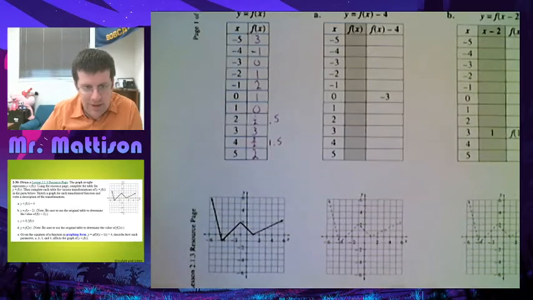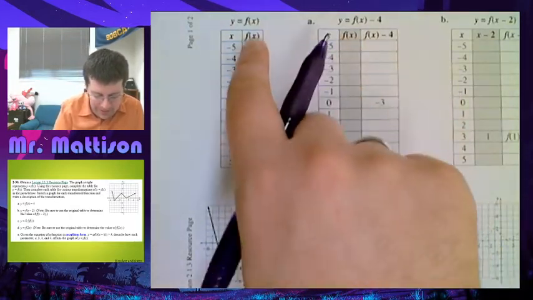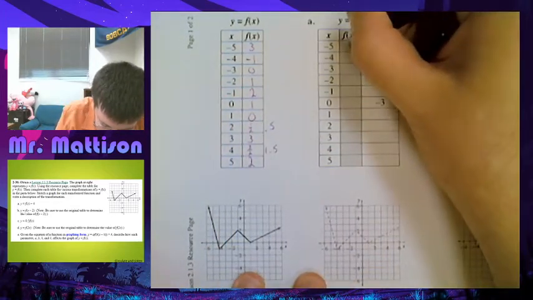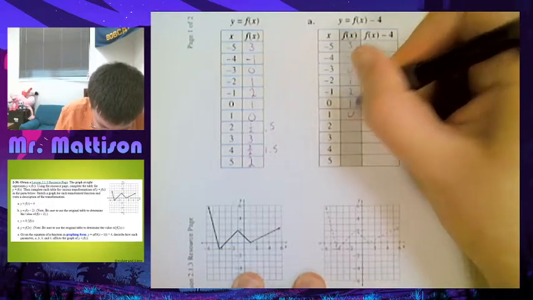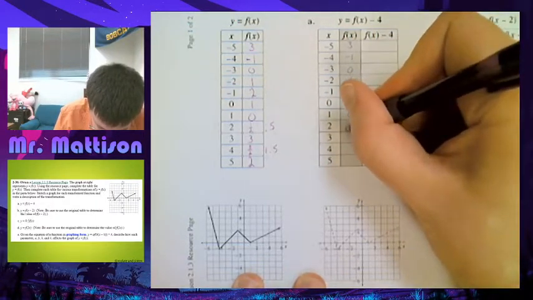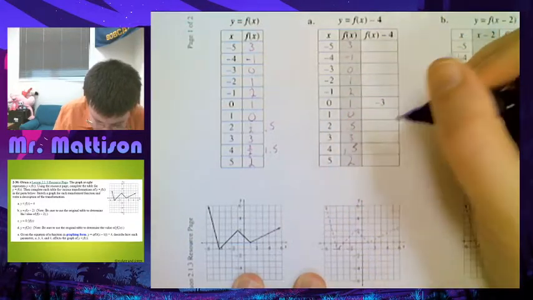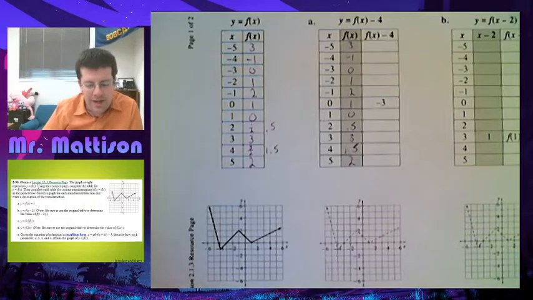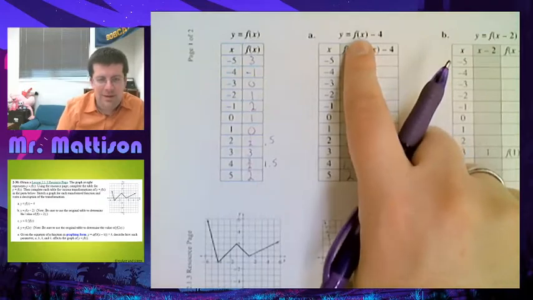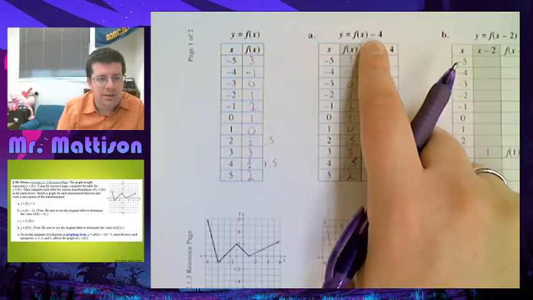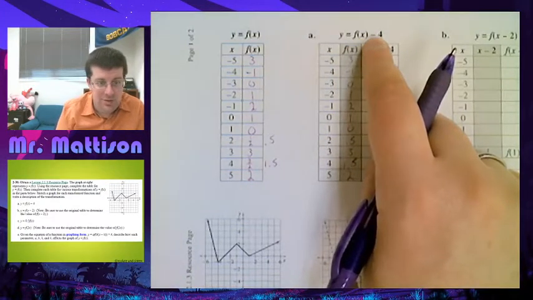Okay, so now we're going to take a look here at A. So for A, I'm going to put in my f of x as they were right over here. So that's 3, -1, 0, 1, 2, 1, 0, 0.5, 3, 1.5, and 2. Okay, so that is there purely as a point of reference for me. So now if I want to take my function and do f of x minus 4, right? What's that going to do to it? It's going to take my f of x value and then just subtract 4 from it.